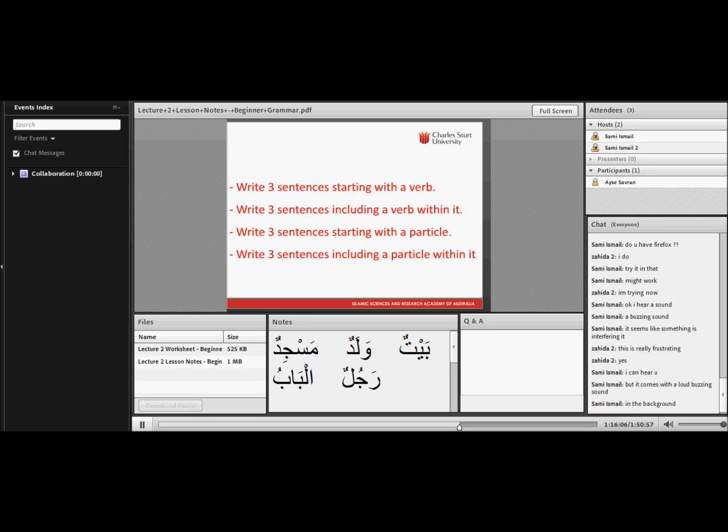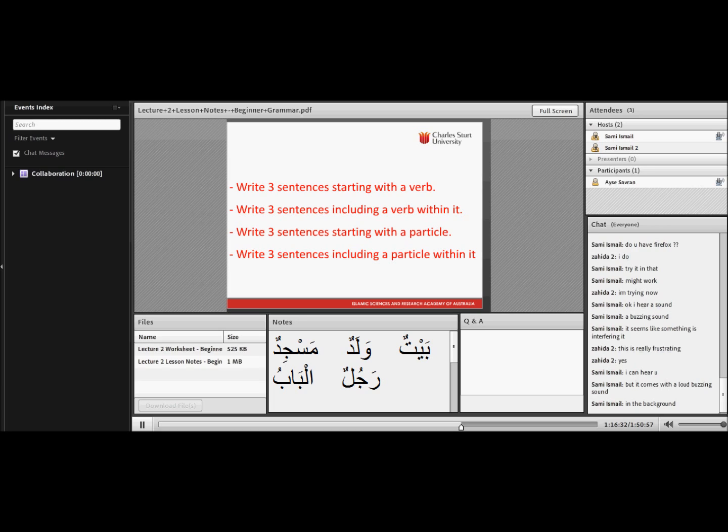Now, are you able to tell me the Madi form of this word? The Mudari form of it? And the Amr. يذهب، ذهب، اذهب. Very good. Can you now form the yadhabu in the other three prefixes of the mudari?